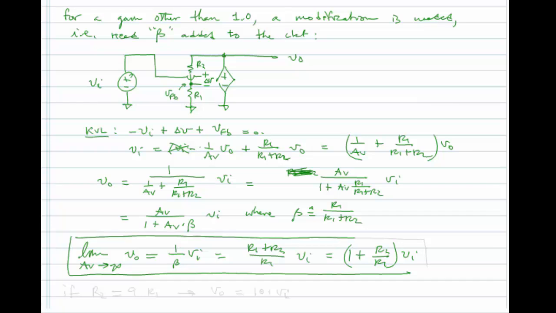And we now see that if R2 is equal to 9 times R1, I can achieve a V out that is equal to 10 times VI. Alright, and I've achieved that with this ideally infinite gain voltage controlled voltage source and a resistor divider. I can redraw this, just to close the loop back on the block diagram that we drew before. We can redraw as a block diagram.